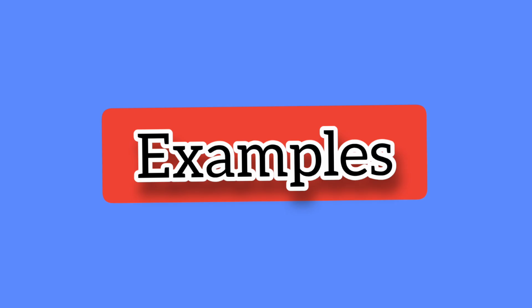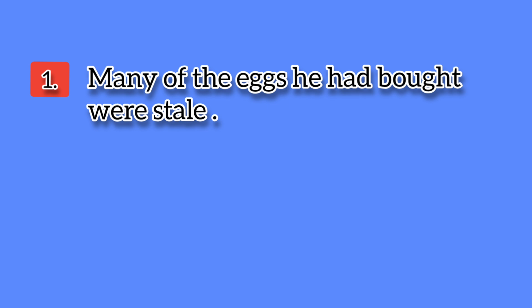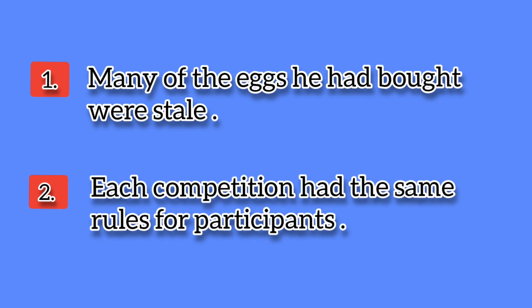Now let's understand with examples. Number 1. Many of the eggs he had bought were stale. Number 2. Each competition had the same rules for participants.